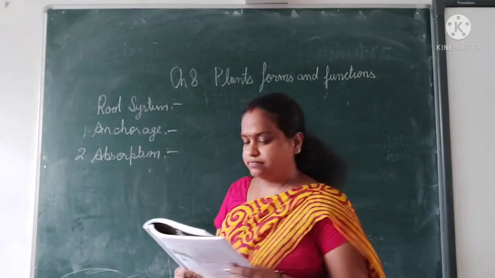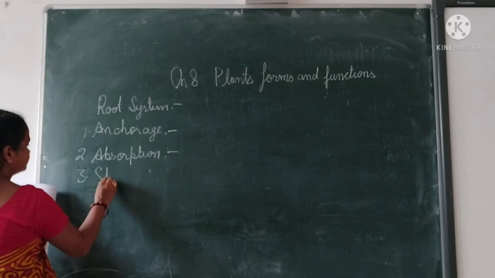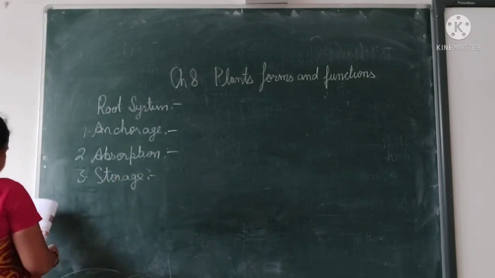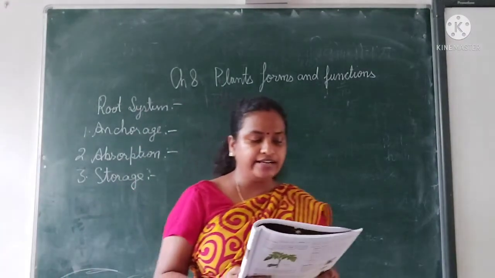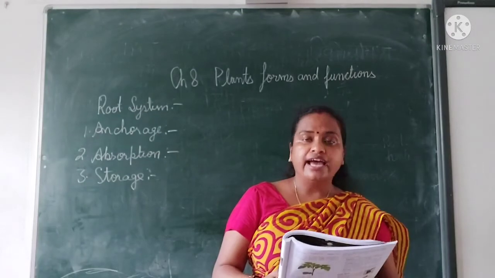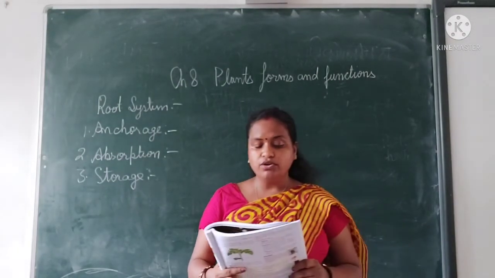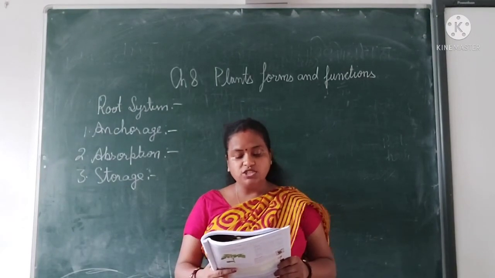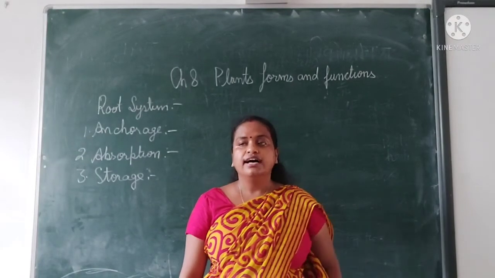Then storage. Third one is storage. Certain types of plants such as carrot, radish, turnip and beetroot have roots which perform an additional function of storage of both water and food. Such roots are called storage roots. These roots are edible. Have you seen carrot, turnip, radish?